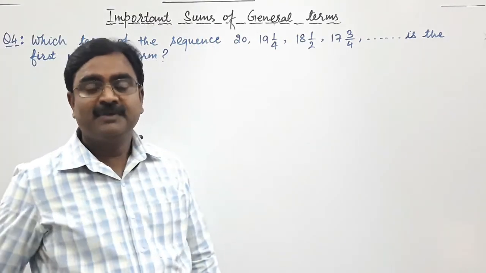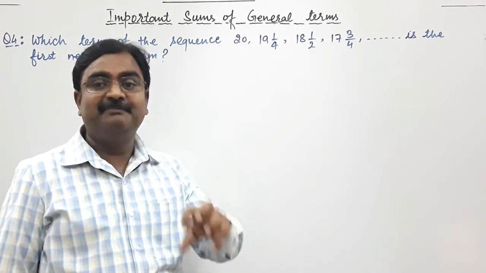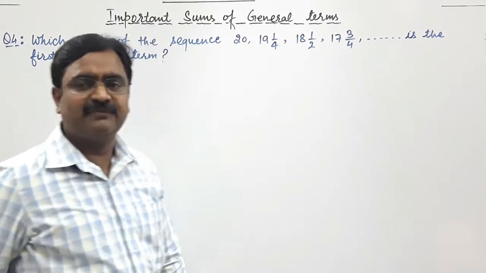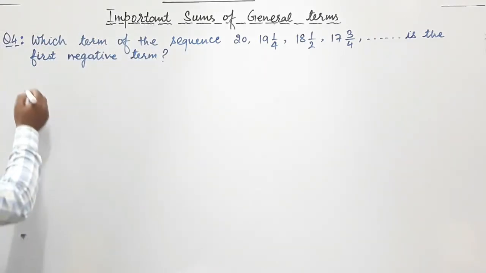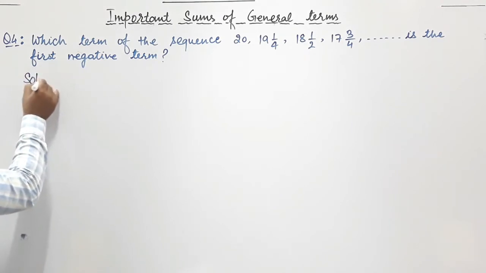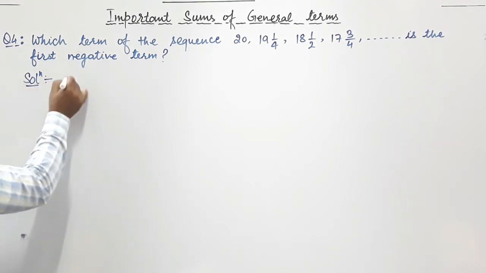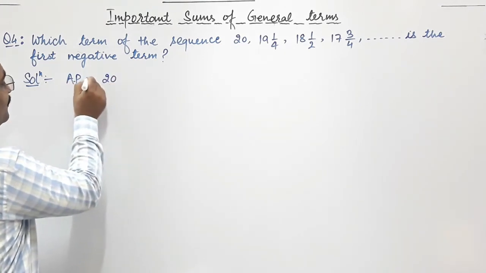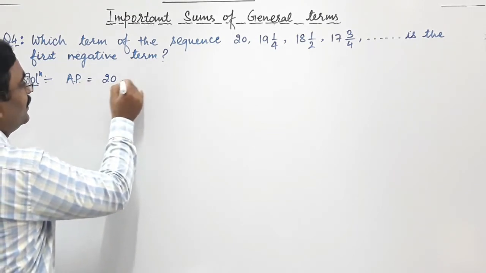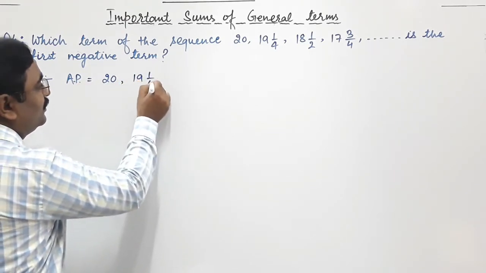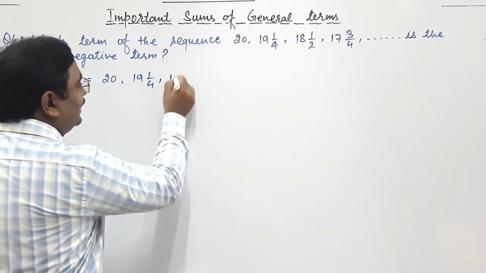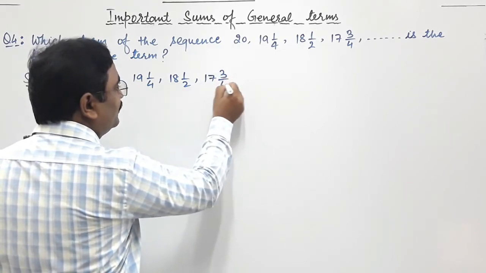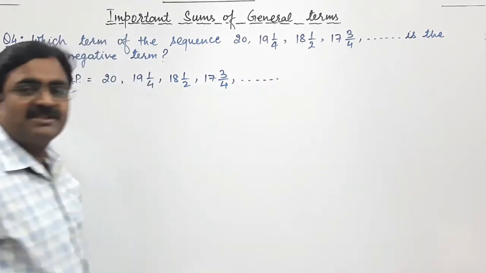So first of all, to understand this question, we have to find out the nth term of this series with the help of the formula. So let us find out. As an AP is given, what is given? Arithmetic progression. The AP is 20, 19 integer 1 upon 4, 18 and half, 17 integer 3 by 4, etc. This is our sequence given.